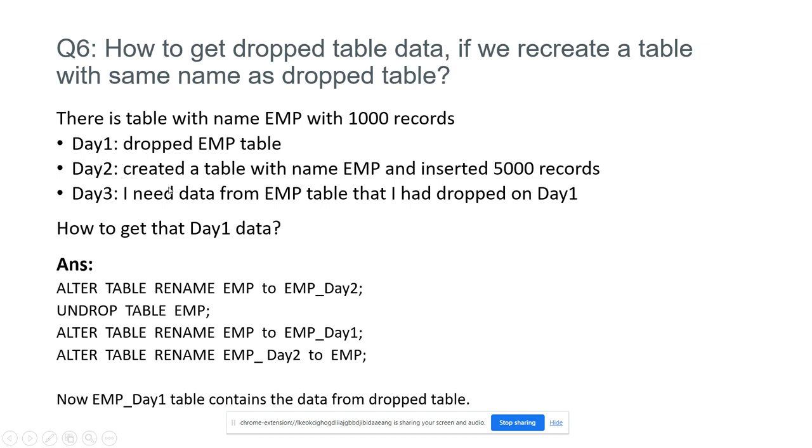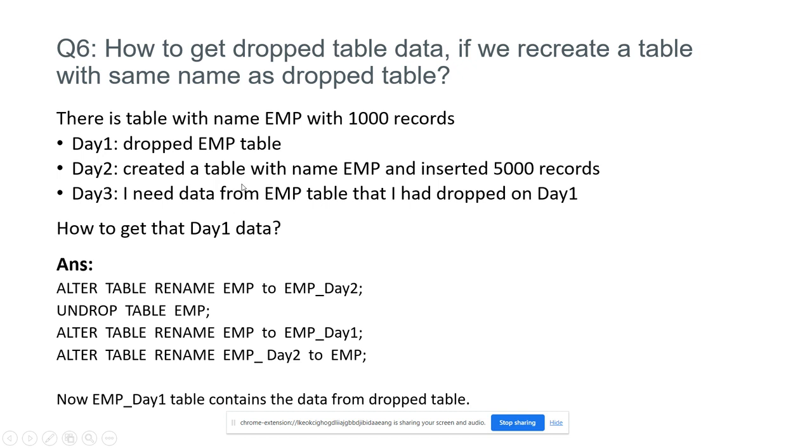On day two, I created a table with the same name, EMP, and inserted 5000 records into the table. On day three, I need the data from the employee table that I dropped on day one. Now on day three I have realized I need the data which was dropped on day one. So how can you get the data from day one?